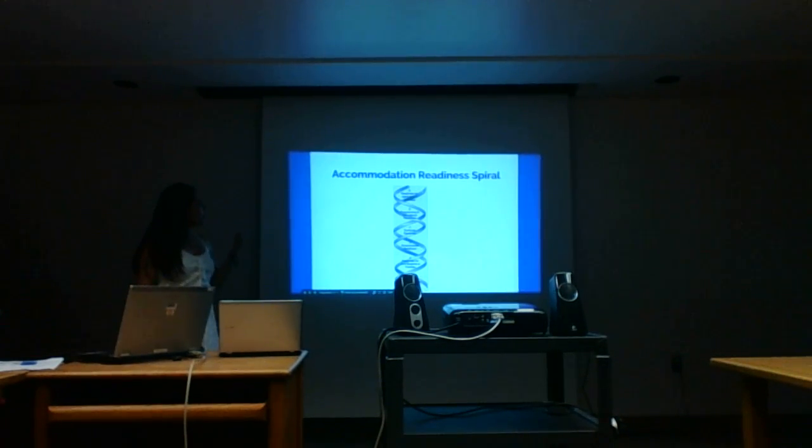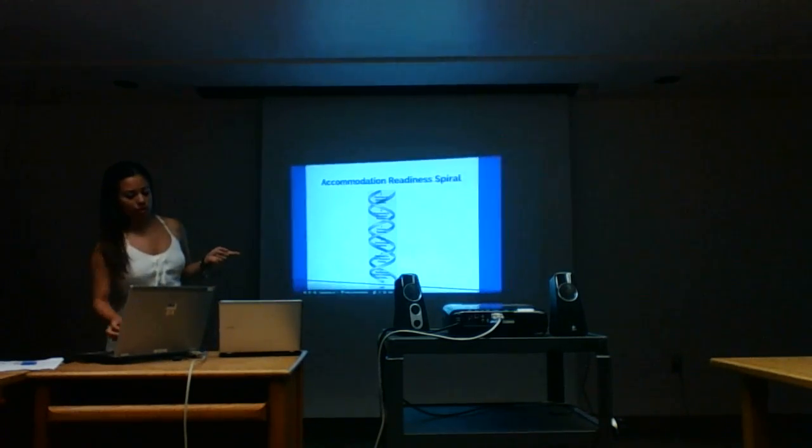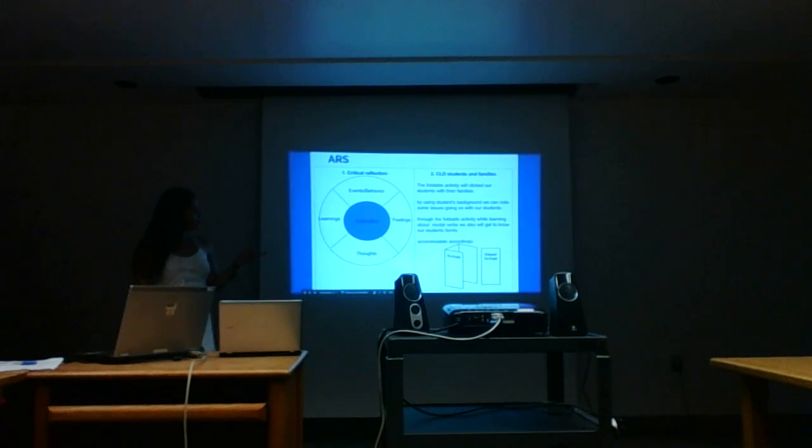Then how are we linking these activities with the accommodation readiness spiral? I'm just going to explain the first one, which is critical reflection. Because we are paying attention to the context, they found some issues while reproducing this kind of topics. So we paid attention to the reflection wheel journal. Then, by taking into account all the activities or situations that are presented in our classrooms, we can check what we can change and how to improve this kind of thing.